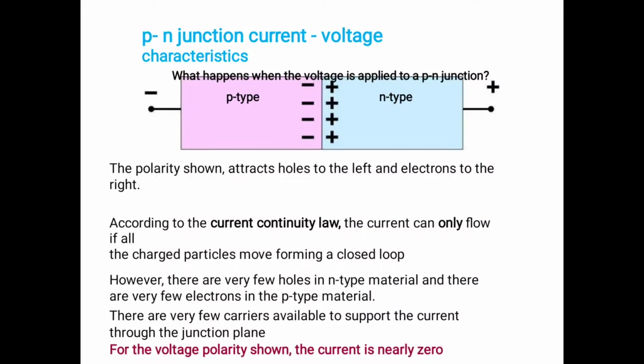Instead, the current is nearly equal to the voltage characteristics of the current. With the flow of current through the p-type and n-type material and the applied junction voltage, only a few electrons are available to support current through the junction plane.